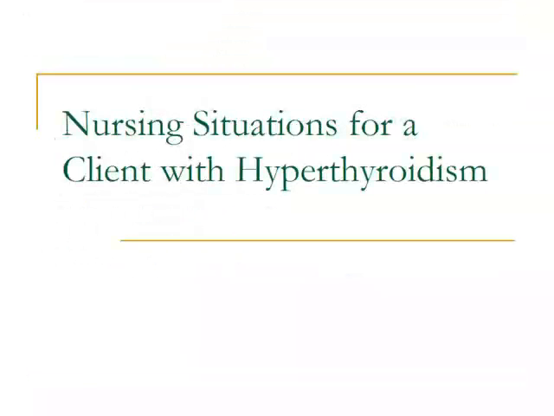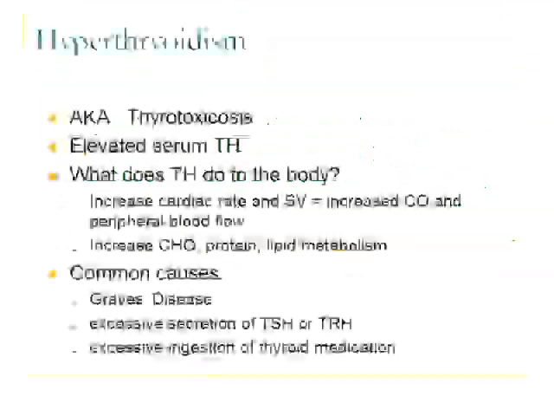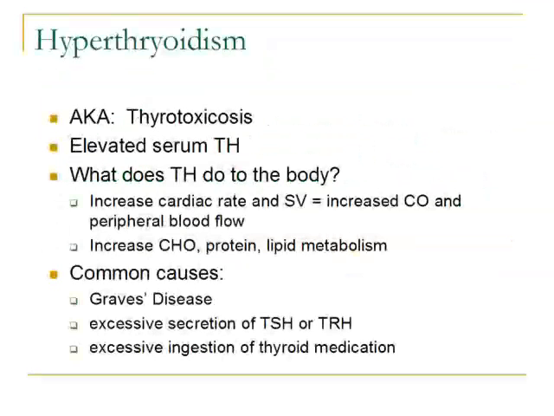The second part of this initial endocrine lecture looks at the counterpart of hypothyroidism, which is hyperthyroidism. And please refer to your textbook for additional information on this subject. This is sometimes referred to as thyrotoxicosis, where you see elevated thyroid hormone levels. And when we think about what that does to the body, that will then increase cardiac rate, which will lead to increased cardiac output, peripheral blood flow, and also an increase in carbohydrate, protein, and lipid metabolism.